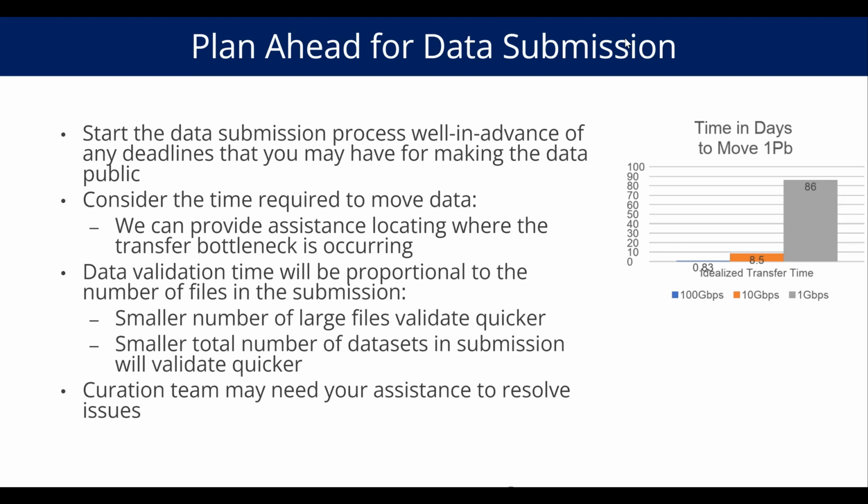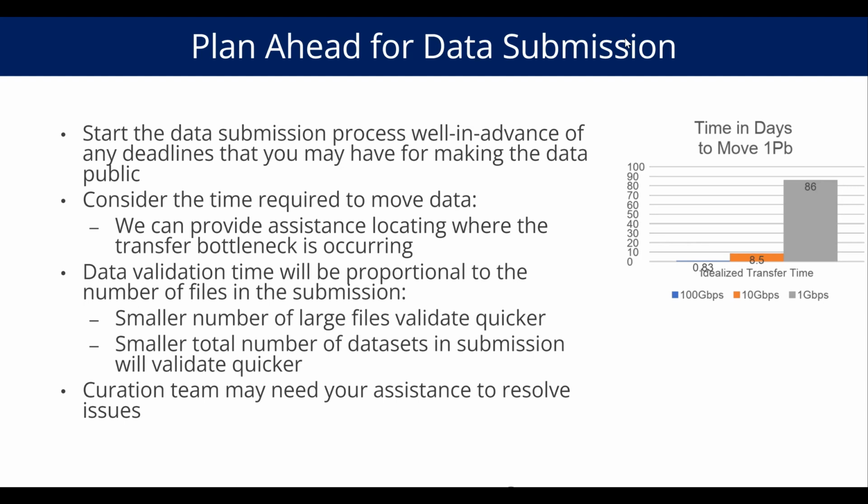Some general rules about validation. There are no hard and fast rules here, but a smaller number of large files will generally validate quicker. And a smaller total number of data sets in a submission envelope will validate quicker. In other words, it's better to have 5 different submissions, each having 5 different data sets, than one submission with 25 data sets in it.